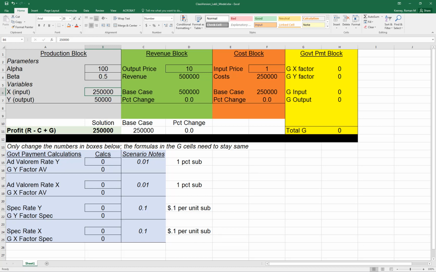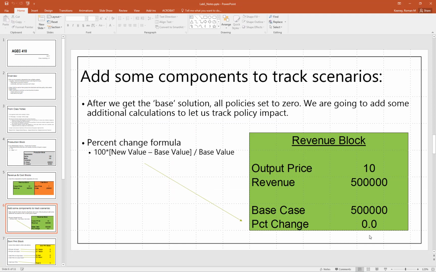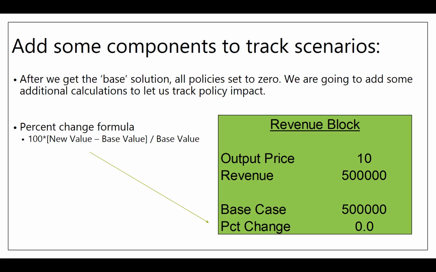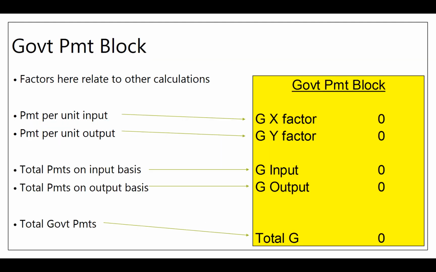But that's not what we're going to do. We're going to do something just a little bit more complicated, not particularly complicated, with our government payment calculator. Okay, so that's what we just finished. We just ended up putting in those base cases and percentage changes everywhere they belong. And now it's time for us to look at our government payment block.